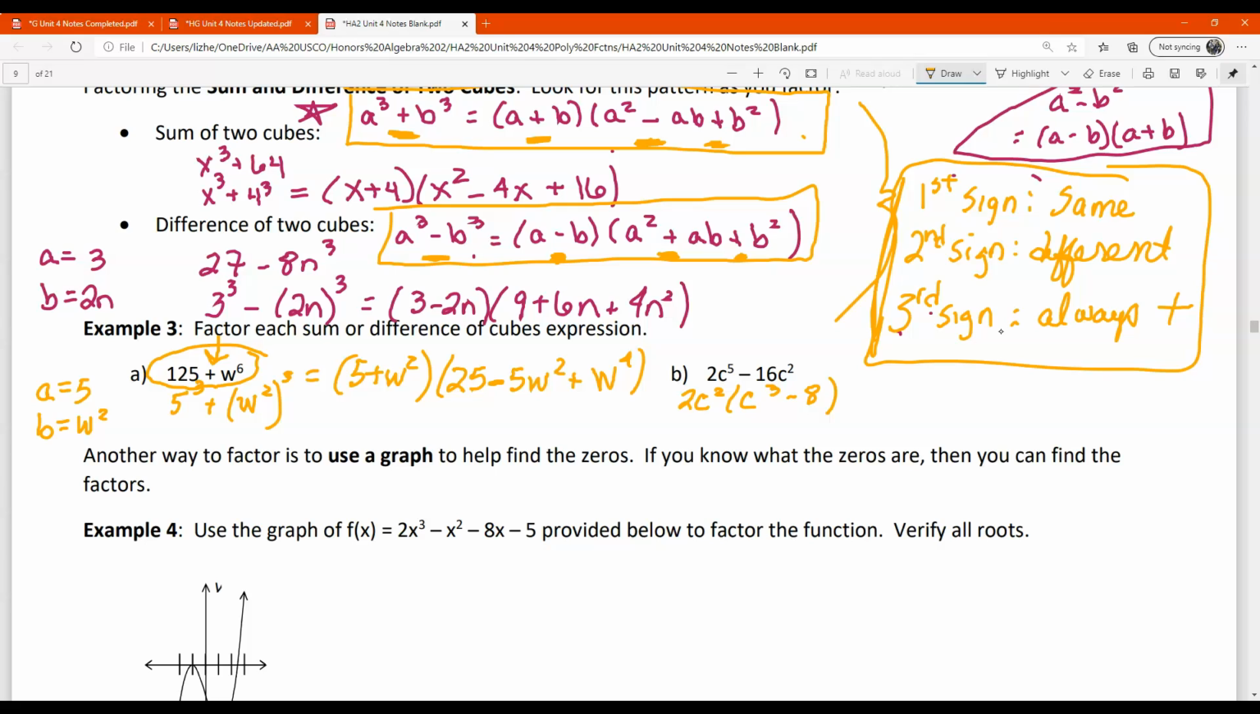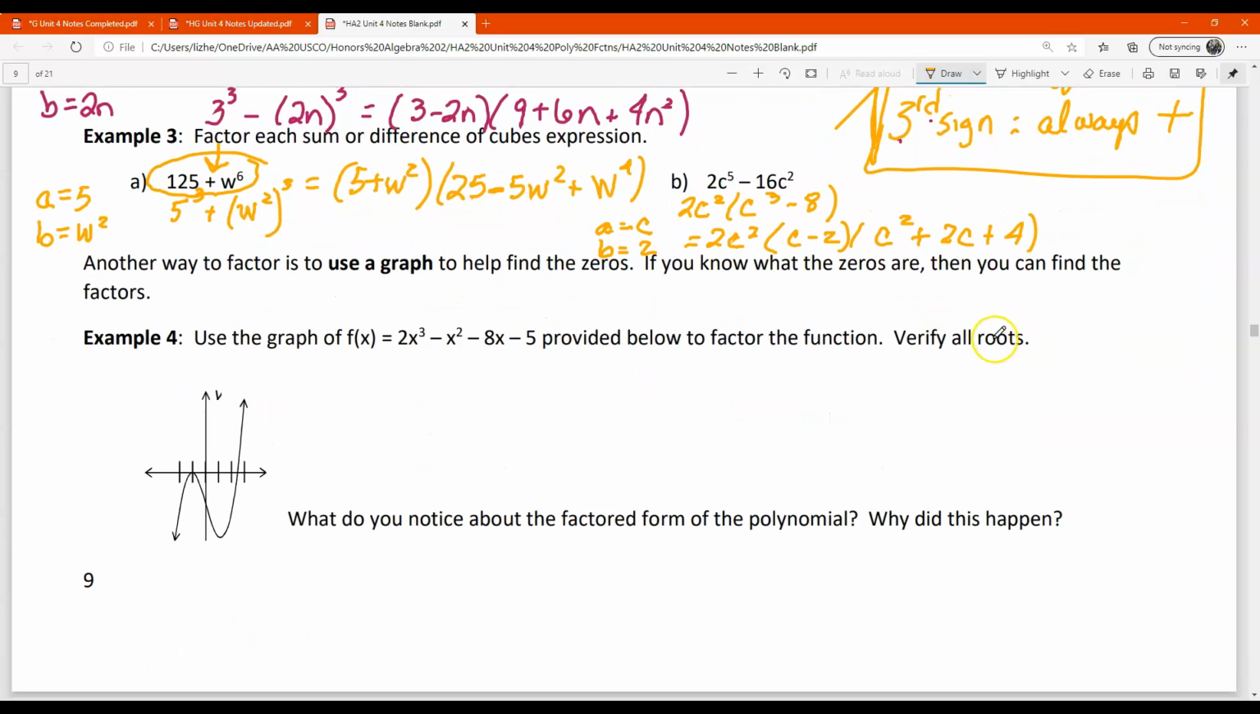So in this case, looking right here, I'm just looking at those a's and b's. A is going to be c, and b is going to be 2. And it's the difference of cubes. So what do I get? Well, don't forget that 2c squared you took out. And then you have c minus 2. And then you have c squared plus 2c plus 4. And it's factored. You need to know the sum and difference of cubes.